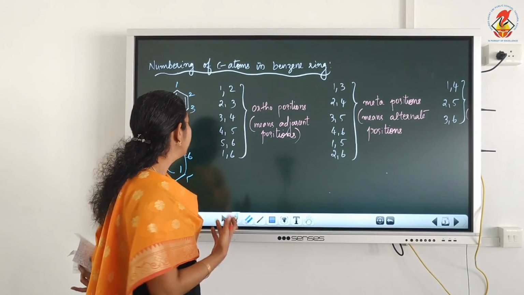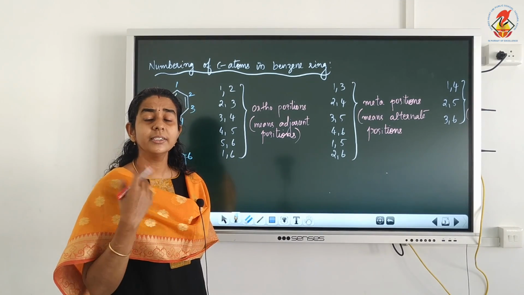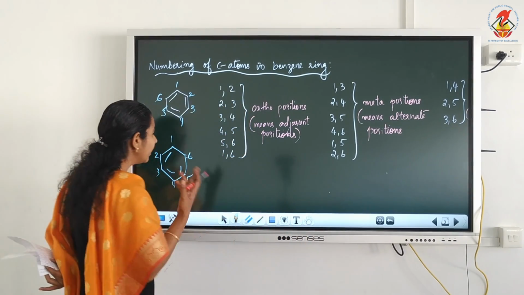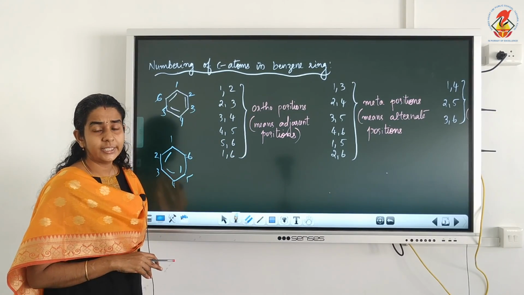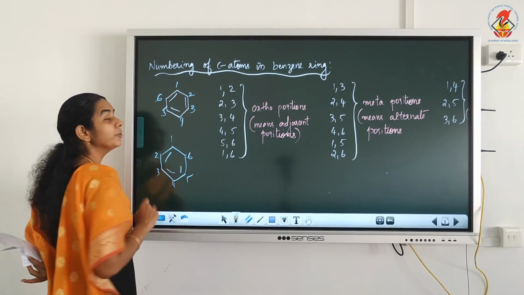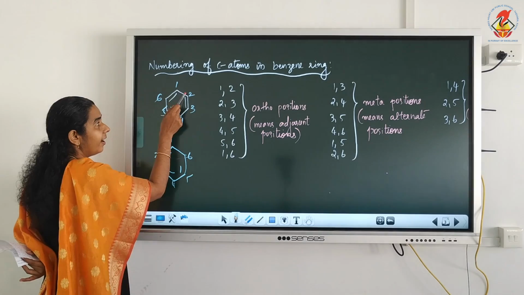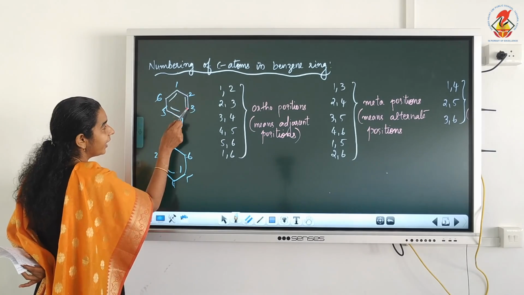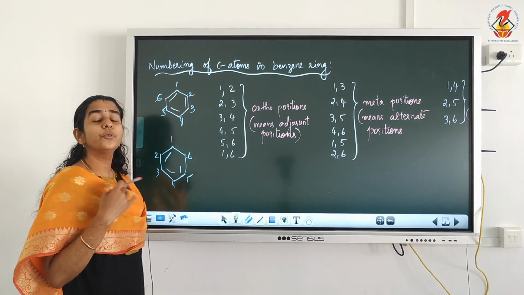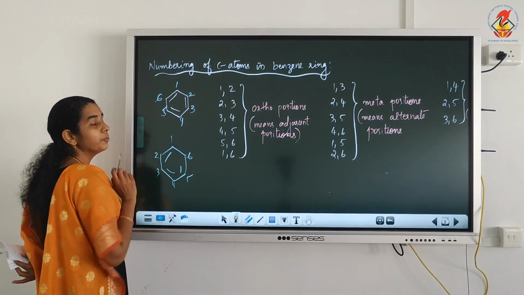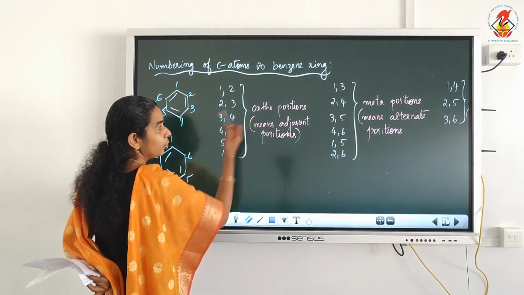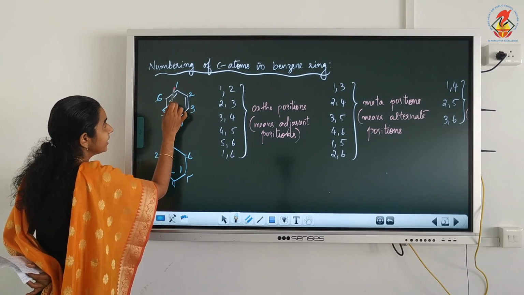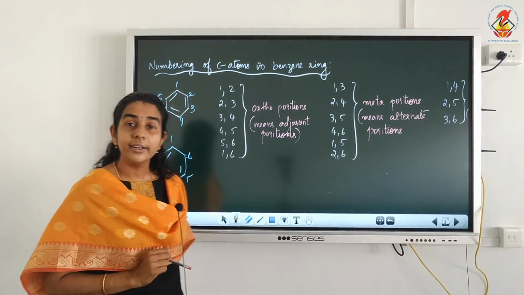Now when we do the numbering, there are certain terms that we use in common systems. For example, if two functional groups or two substituents are present at 1 and 2 position, 1 and 2 position means what? They are adjacent positions, isn't it? So 1 and 2 are adjacent positions, 2 and 3 are adjacent positions. For example, if two chlorine atoms are at 1 and 2 position, they will be called ortho. So 1 and 2, 2 and 3, 3 and 4, 4 and 5, 5 and 6, and 1 and 6, all these are adjacent positions.